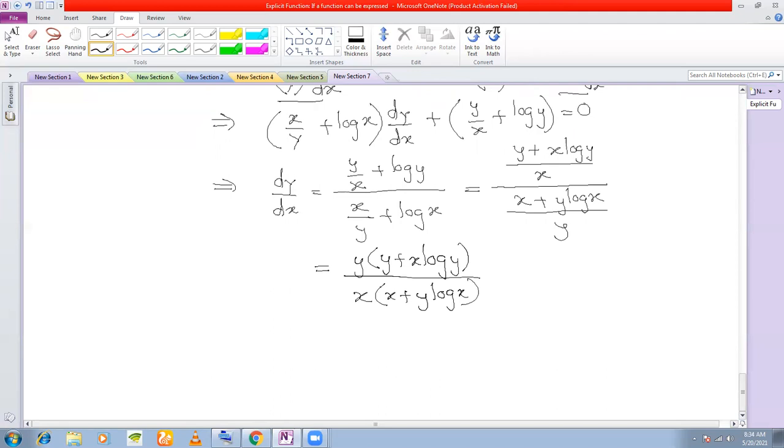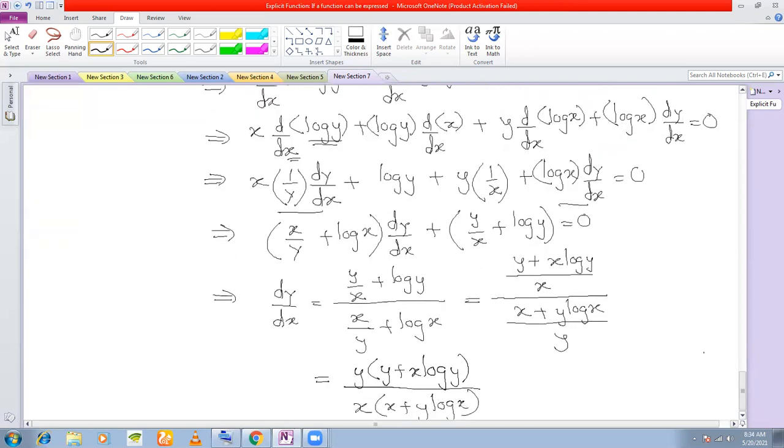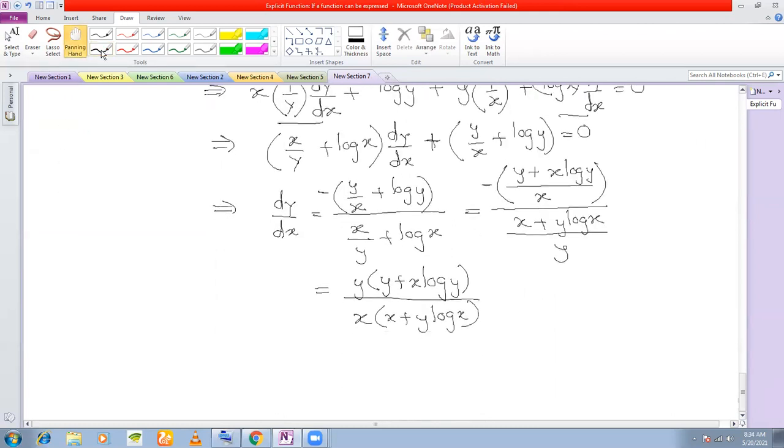Clear? Any question? This should be a minus sign here, because there's a plus sign and I'm taking this on the other side. There has to be a minus sign here. So therefore, ultimately also here you will get a minus sign. That's it.